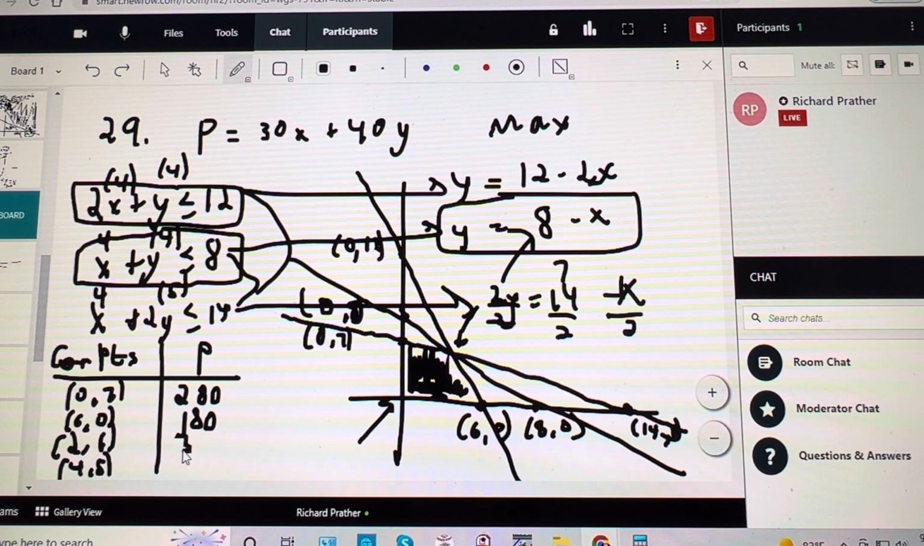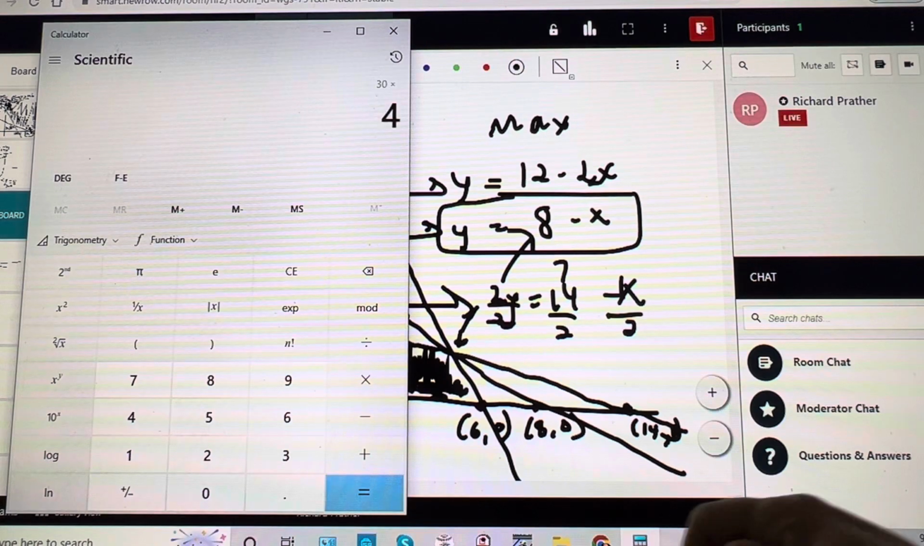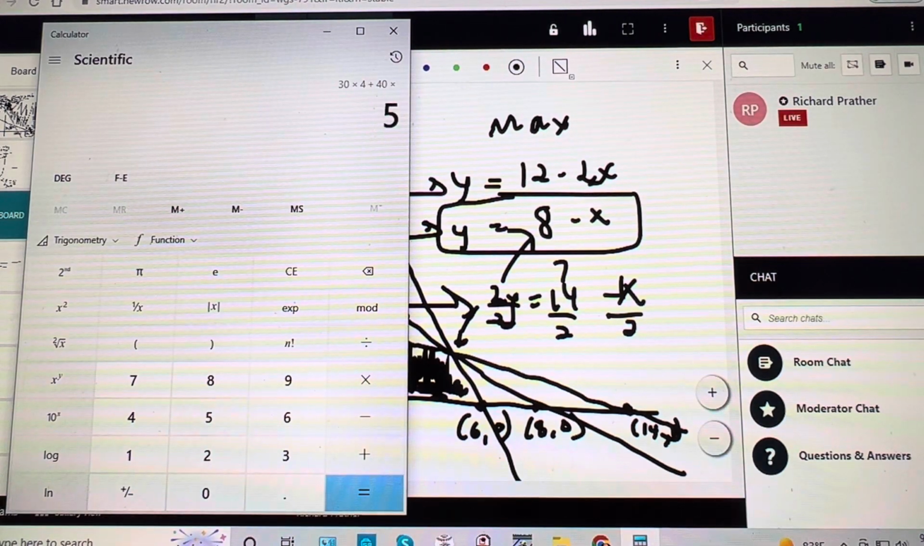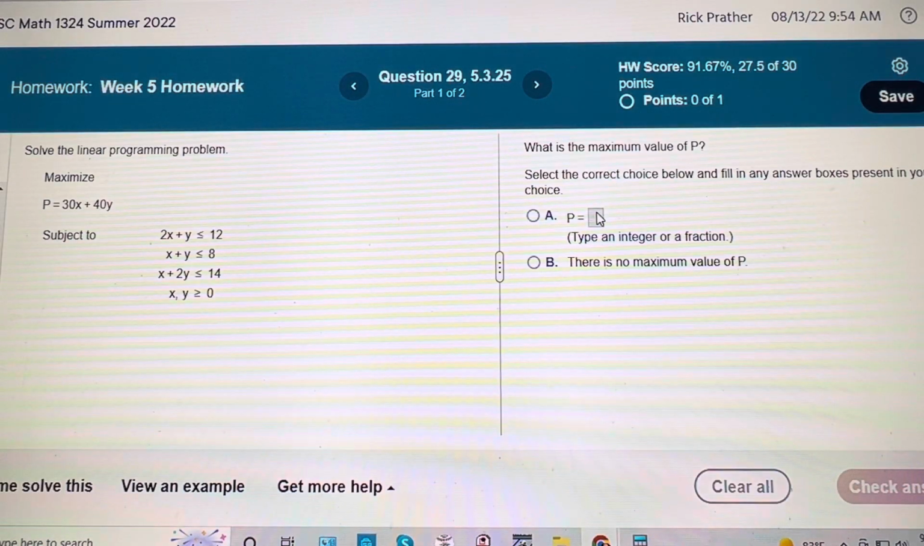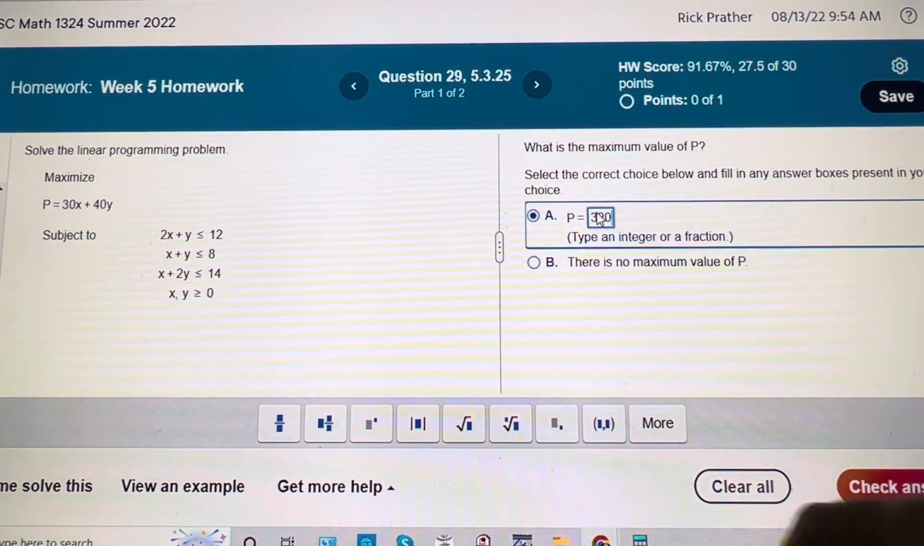That's the highest so far. Finally, 30 times 4 plus 40 times 5. 320, there's the winner. We can maximize our profits of 320 units if we make 4 of our first item and 5 of the second. Maximum is 320.